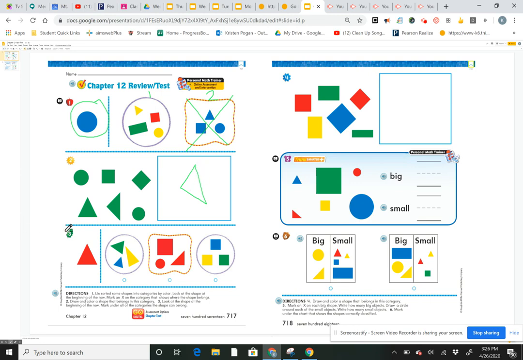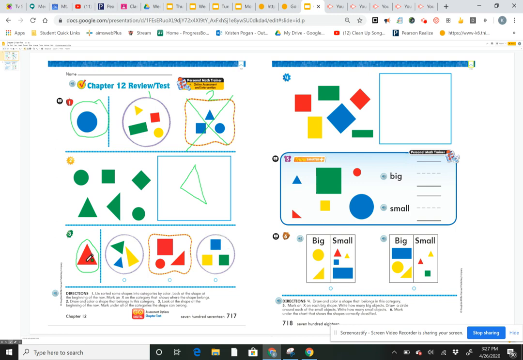Problem number 3 says, look at the shape at the beginning of the row. So here's the shape we're looking at. We're looking at a red triangle. Mark under all the categories the shape can belong to. Okay, so we're looking at its color and we're looking at its shape. Mark the categories it could belong to. Where is it alike the other groups? And then come back to check your work.